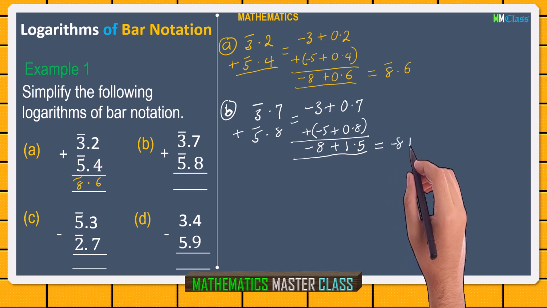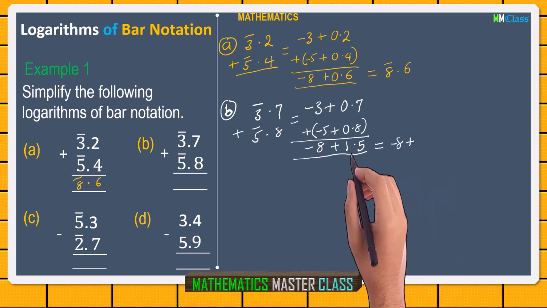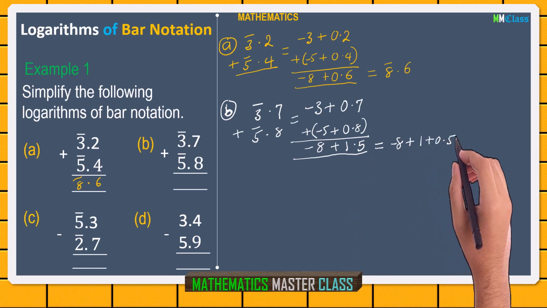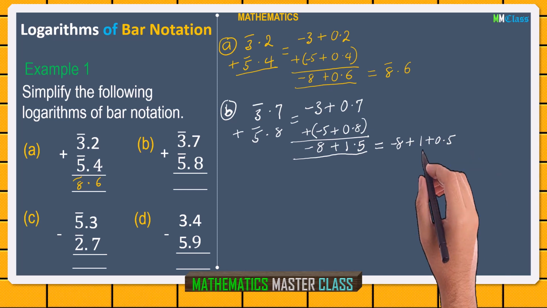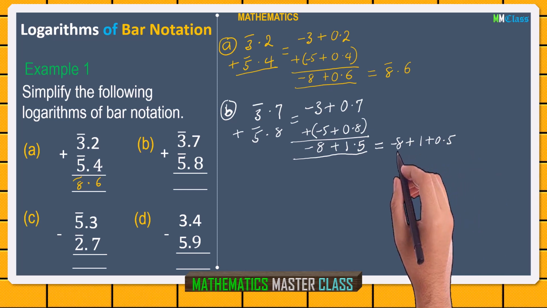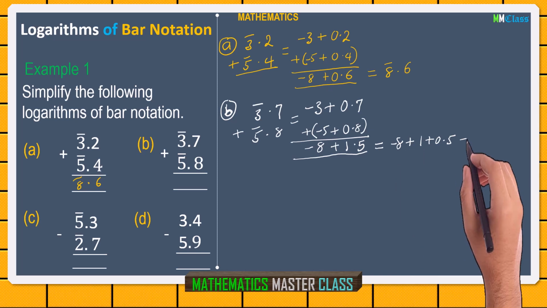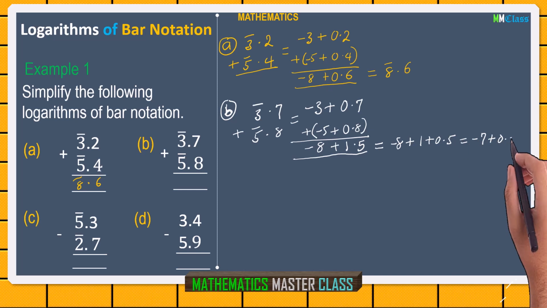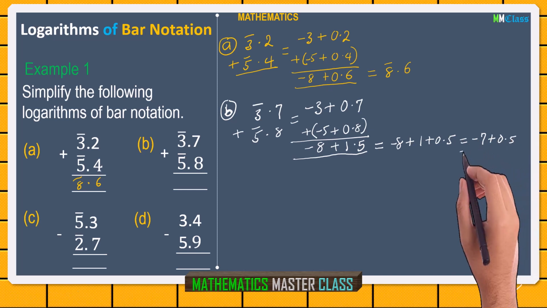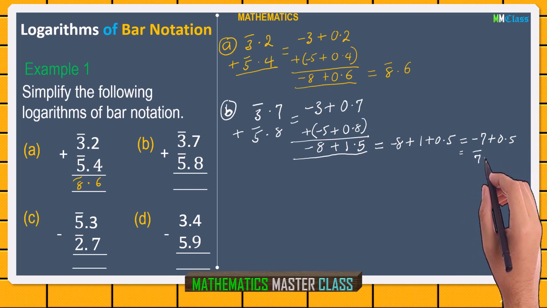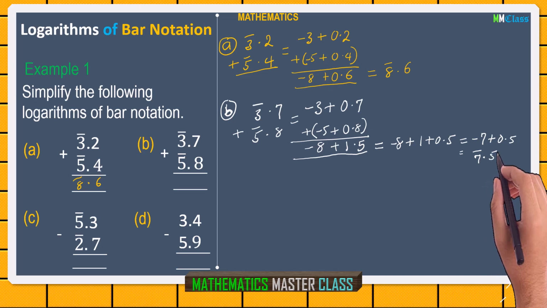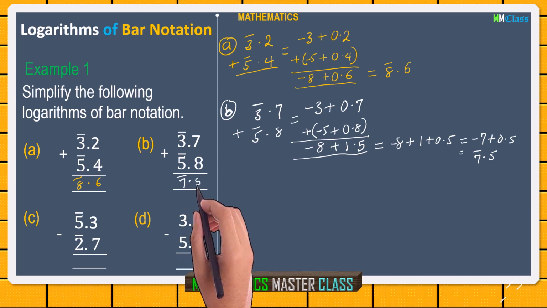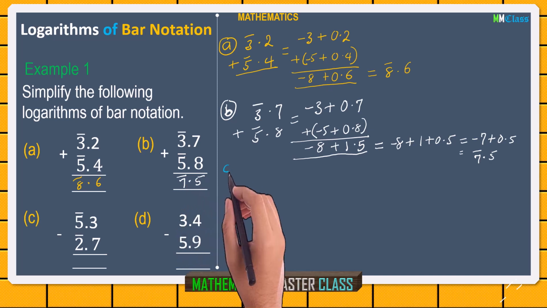minus 8 plus this 1.5 will now be expanded as 1 plus 0.5. Don't forget. So that you can add this 1 to minus 8. And minus 8 plus 1 will give us minus 7 plus 0.5. So we can now rewrite it as bar 7.5. So when we come to our answer, we are going to have bar 7.5.